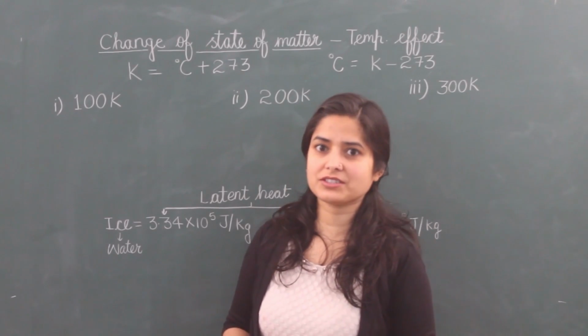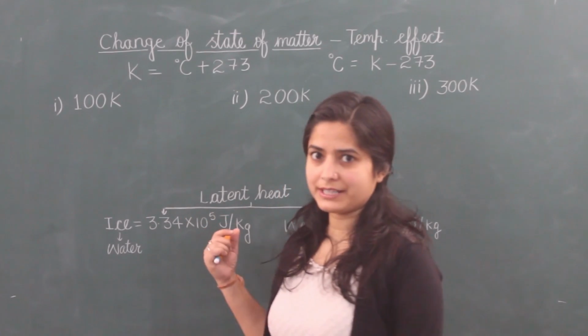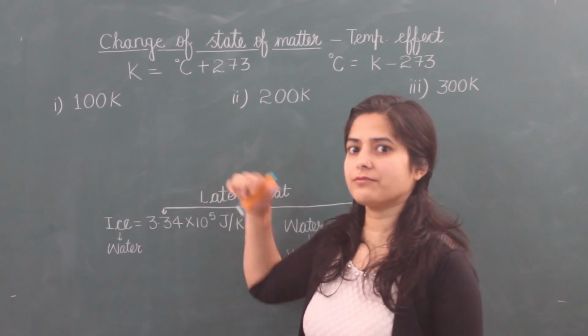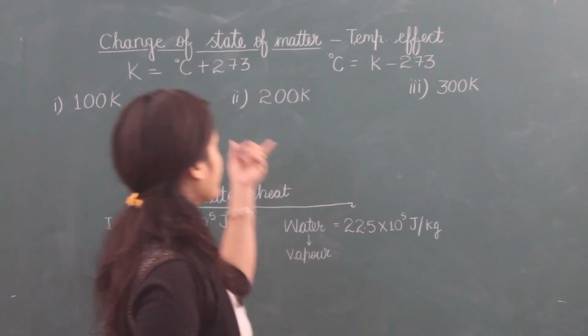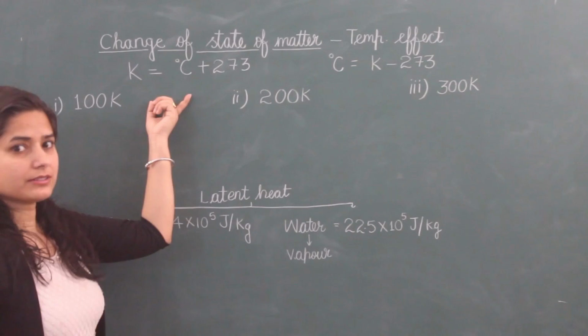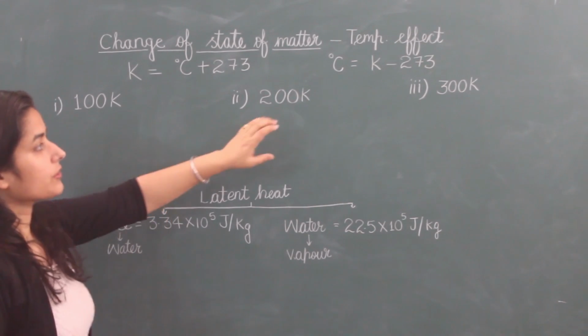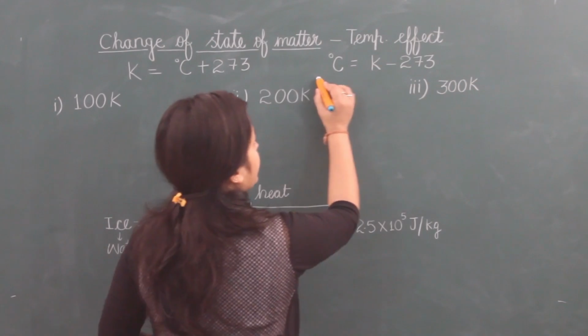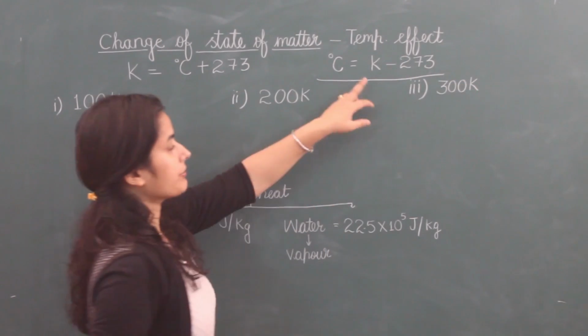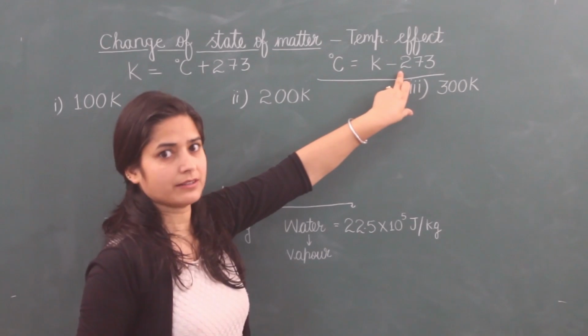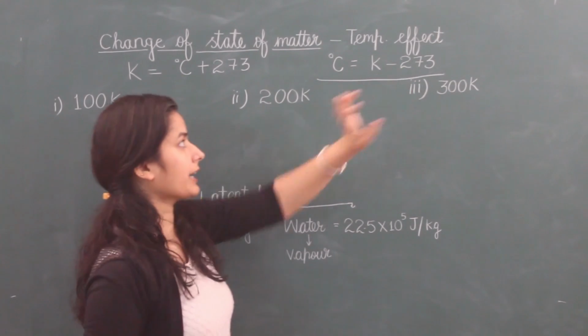In our last lecture, we did latent heat. I gave you some numericals to do, conversion of temperature scales. I have given you this to change 100 Kelvin into degrees Celsius. So there is a formula for us: when we have to change Kelvin into degrees Celsius, we have to subtract 273 from Kelvin.